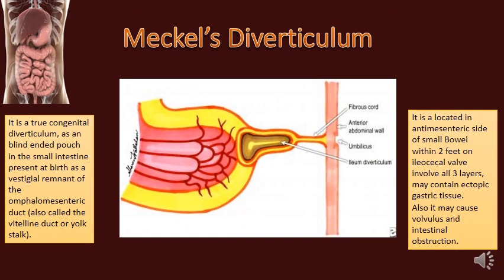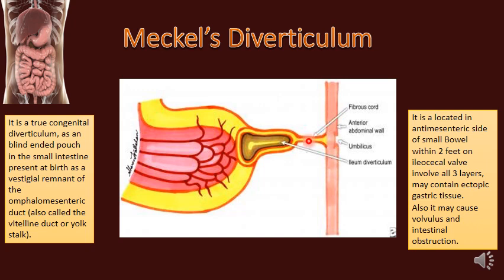Next, we have the Meckel's diverticulum. Meckel's diverticulum is a true diverticulum being congenital since birth. It occurs as a blind-ended pouch, as we have here, arising from the anti-mesenteric side of the small intestinal wall as a vestigial remnant of the omphalomesenteric duct, also called the vitelline duct. It's attached to the anterior abdominal wall by a fibrous cord.